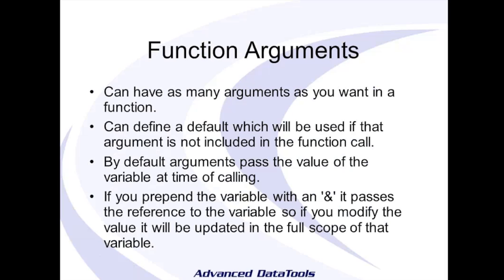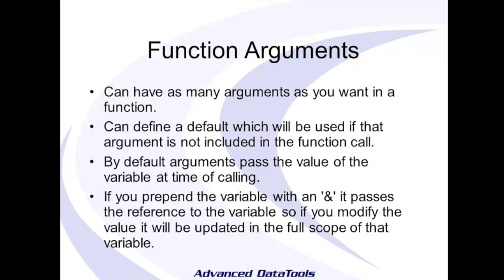So arguments, you're actually passing to a function. You can have as many as you want, within reason. I'm sure there's some upper bound for memory limitations, but you effectively can have as many as you want to pass. You can define a default for an argument, or for the variable value. So if you do not pass that argument, it will take the default. This is how you handle overloading or multiple ways to call a function depending on the number of arguments passed.